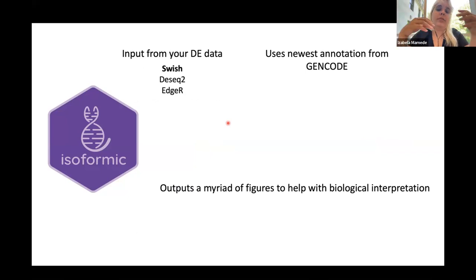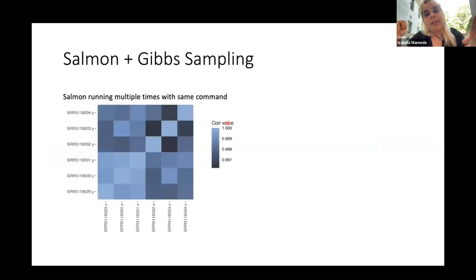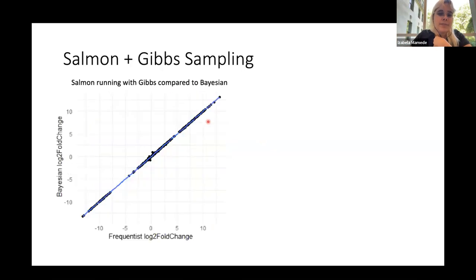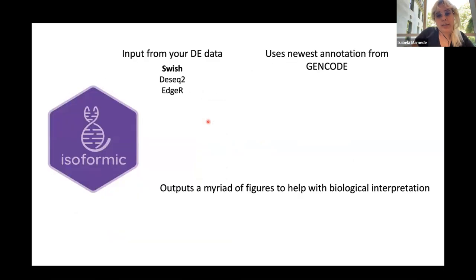We decided to produce this input using Salmon plus the Gibbs sampling option from Salmon for pseudo-alignment, because we did multiple tests with that and saw that Salmon plus Gibbs sampling runs well multiple times with the same command. This is a correlation plot of Salmon versus Salmon compared to 6 independent libraries. Also, this Bayesian approach in Salmon is going to produce technical replicates that are going to be used in Swish to compute the differential expression. Swish is a package that's not much used, but it's from Michael Love, and it's a new way to do differential expression that we found works very well for very deep transcriptomes.